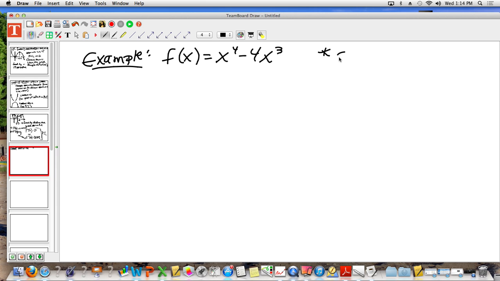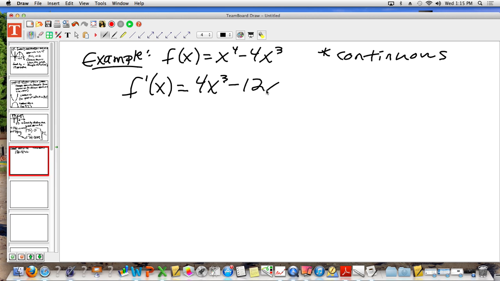I'm going to make a little note of that right now. It is a continuous graph. You know it's continuous because it's a polynomial. All polynomials are continuous. All right, next thing we're going to do is find the first derivative, because to find the second derivative, you have to have a first derivative. So help me out here. First derivative, enjoy this because it's not so bad. What is the first derivative? 4x cubed minus 12x squared.